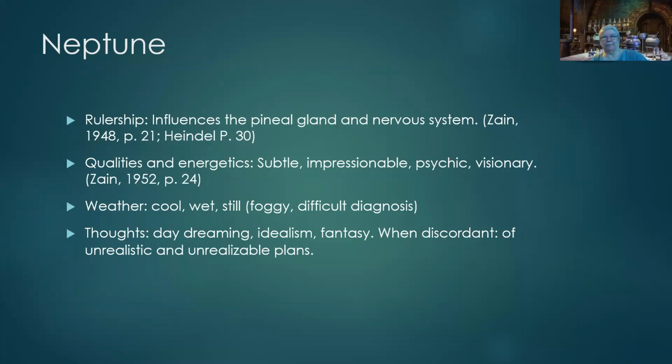Yeah, Zain says pineal gland and the nervous system. And we have to say, well, Mercury rules the nervous system, right? And what is the connection there? The nervous system can have a sensitivity to it. And this would be the psychic side of the nervous system that detects subtle vibrations and maybe transmits subtle vibrations. It's subtle, impressionable, psychic, visionary.